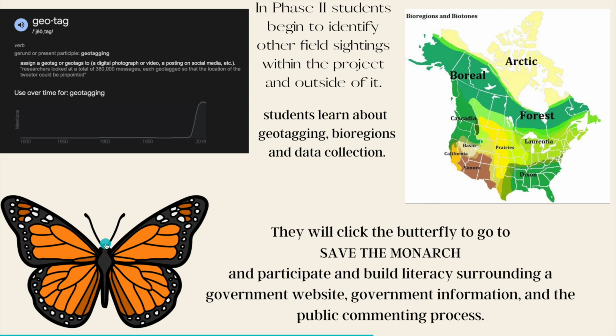So students, I do encourage you to check out this link or go to the Save the Monarch project, and this will help you understand how government websites process information and the public commenting process. So I'm going to go ahead and click on that. I'm not sure how this is going to work out. I might edit this for complications, but let's see how this works.